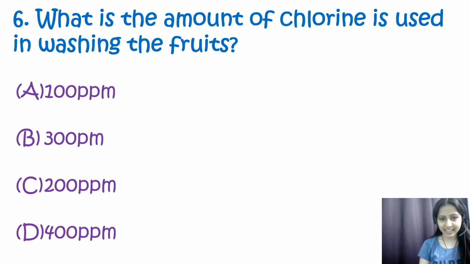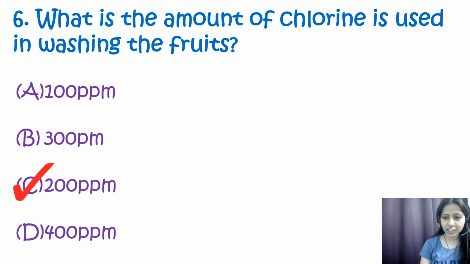So question number 6, what is the amount of chlorine which is used in washing the fruits? So options are A 100 ppm, B 300 ppm, actually over here one option is missing, C 200 ppm and D 400 ppm. So over here the correct option is C, that is 200 ppm.